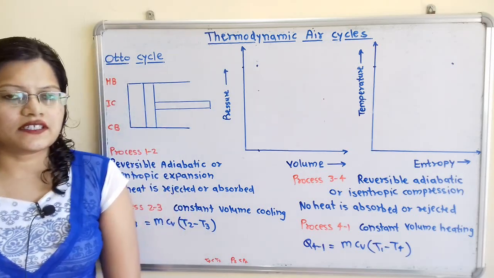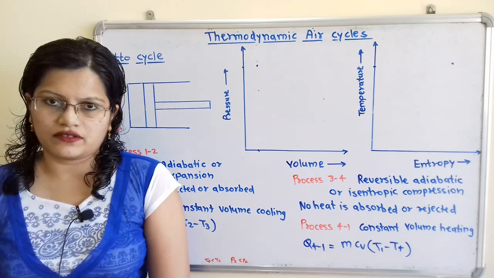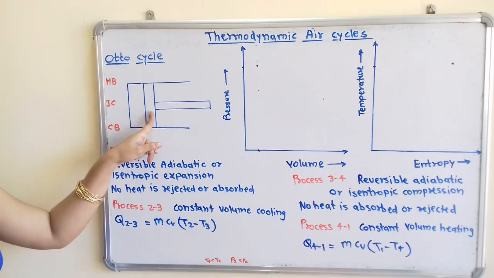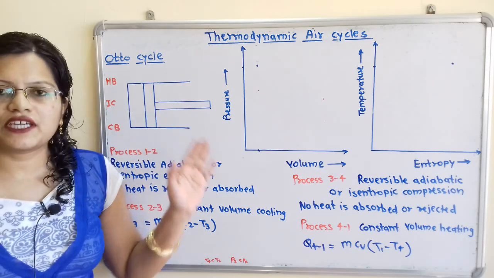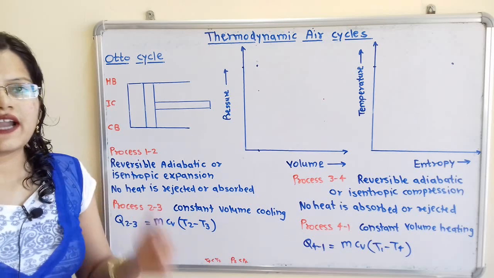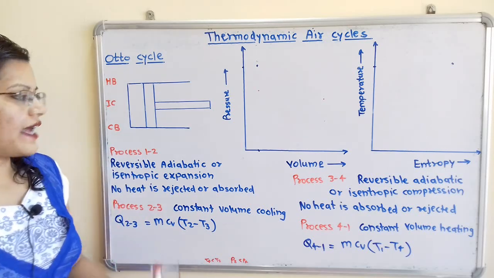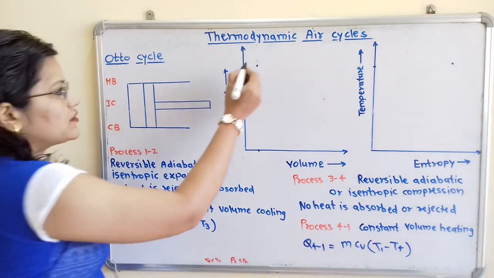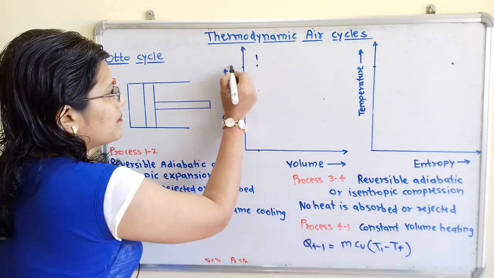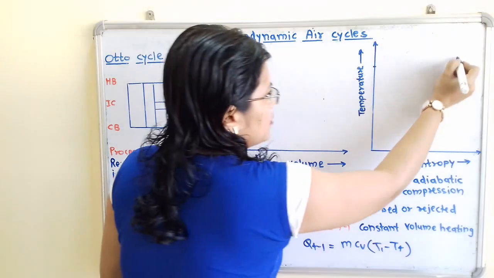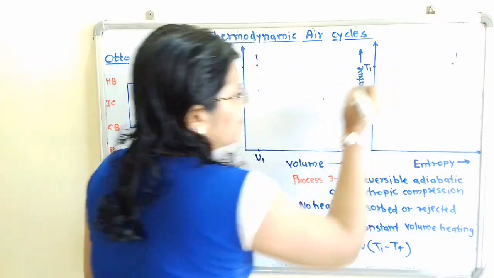Now let us consider the initial condition of air. We will consider m kilogram of air is enclosed in this piston cylinder arrangement which is having pressure P1, volume V1 and temperature T1. Now we will locate this point on the diagram. So here suppose this will be the point 1, then here is the pressure P1, volume V1 and for this temperature here is the temperature T1.